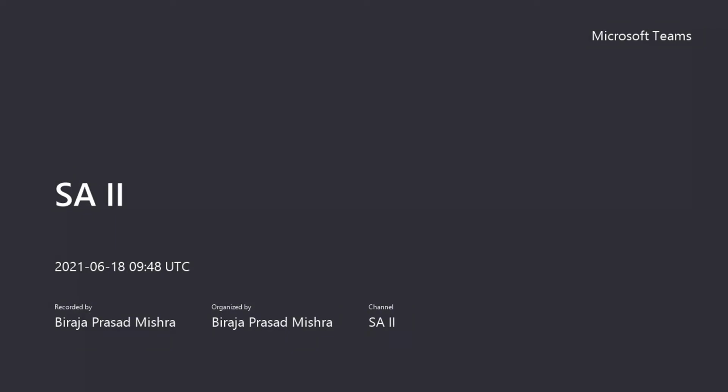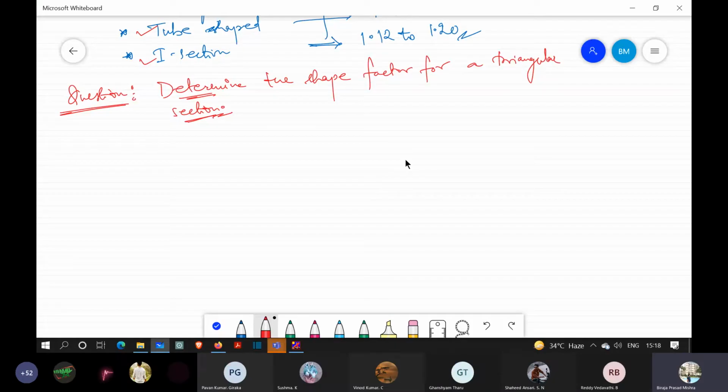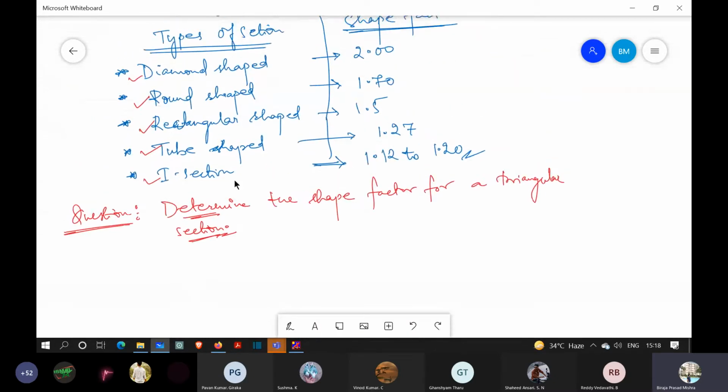Class, I told you that we are going to solve this problem, and we are supposed to determine the shape factor for a triangular section. Previous to that, we have found the shape factor for a rectangular shaped section. This one we have already found out. Now these are some of the values which I directly gave. You don't need to compute that one.